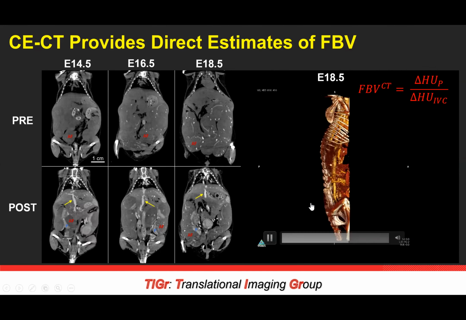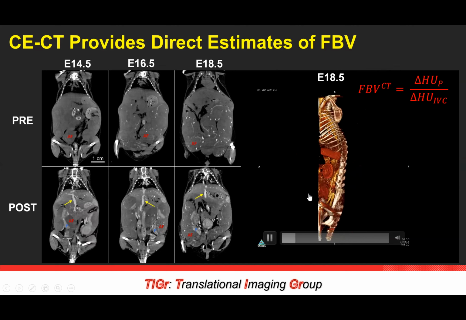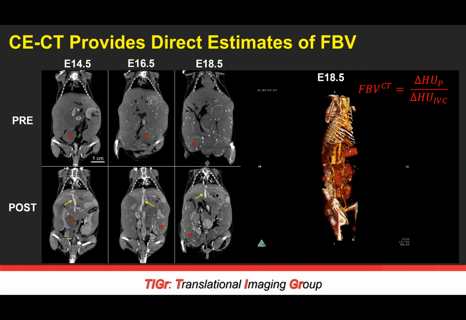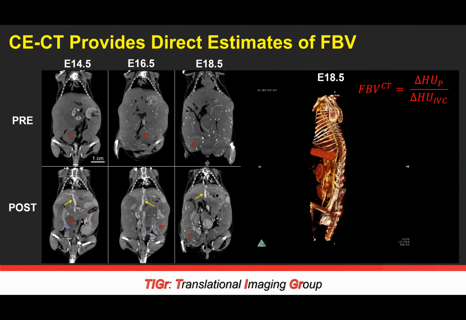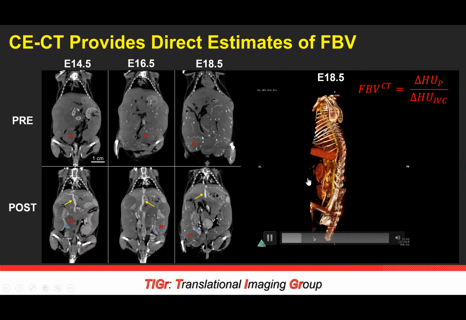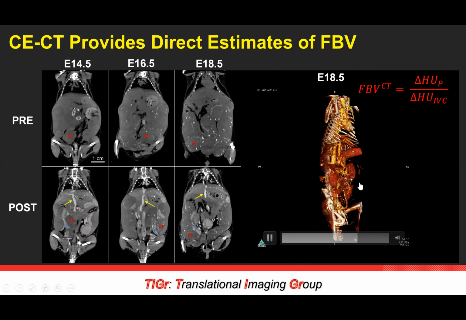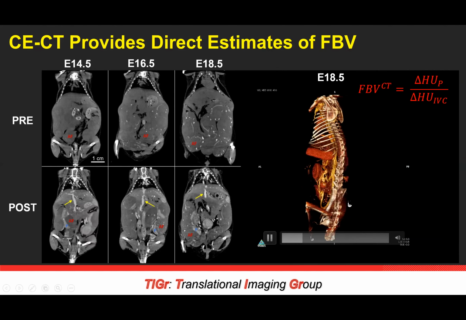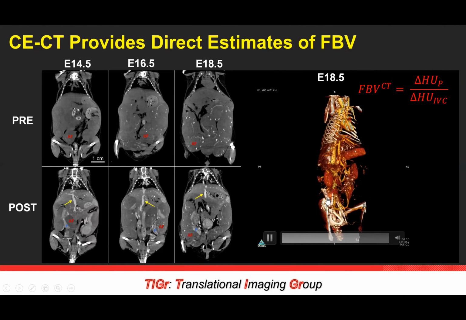And you can see on the right here, with this 70 micron isotropic acquisition using a Siemens Inveon CT scanner, we have very high resolution images of the mouse torso and the placenta, and you can see the different vasculature in this rotating image at day 18.